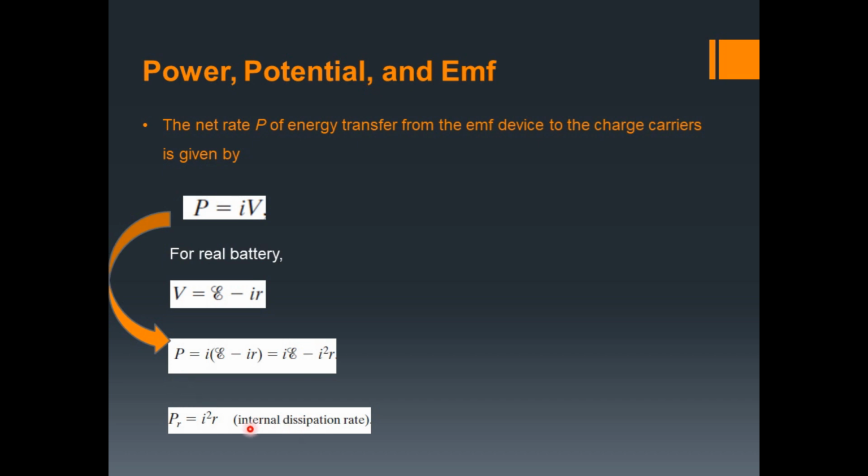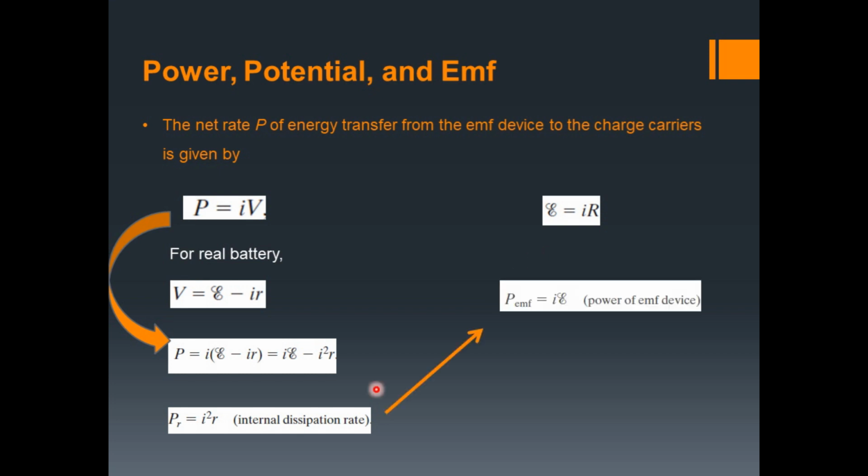Now we also know that the internal dissipation rate, the power which is dissipated in a resistor, is equal to I square R. We have already derived these equations. Then we also know that EMF is equal to IR. Then in this equation, if you take one I and one R, that will become EMF. So this is equal to P EMF, the power of the EMF device, which will be equal to I EMF.